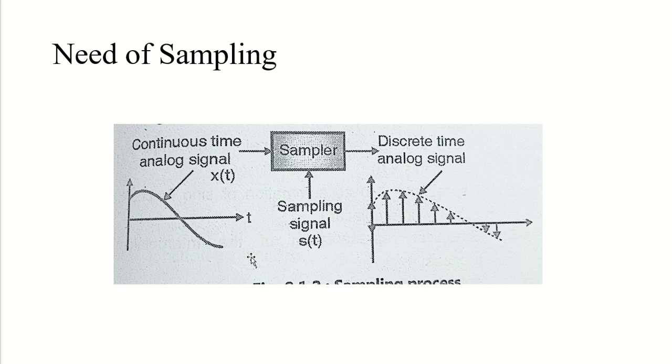Now you may have a question: why do we need to do this sampling? If you are familiar with pulse modulation, of any type, and digital systems as well, the signal to be transmitted needs to be in the discrete time form only. You cannot process a continuous time signal. It must be in the discrete time format.